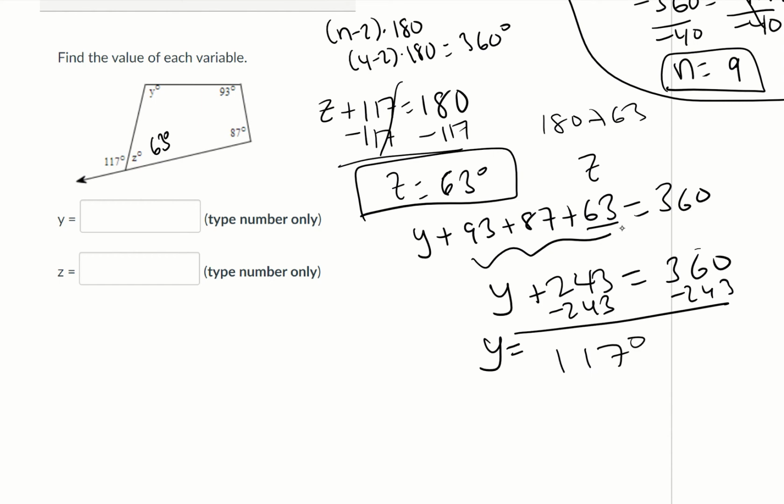And if you think about it, that does make sense because these 2 angles should add up to 180. Because for a quadrilateral, remember the consecutive angles usually add up to 180. If these add up to 180 rather, then these would have to add up to 180. So that makes sense in this example. So we got 117 and 63.